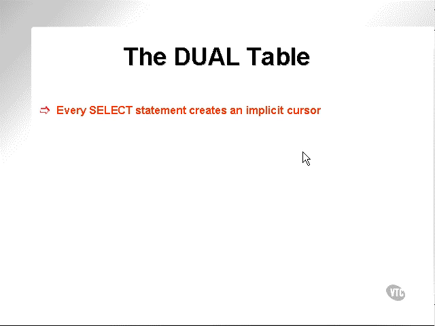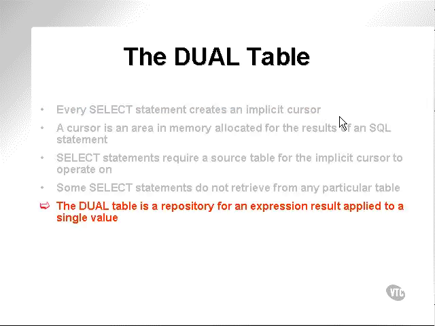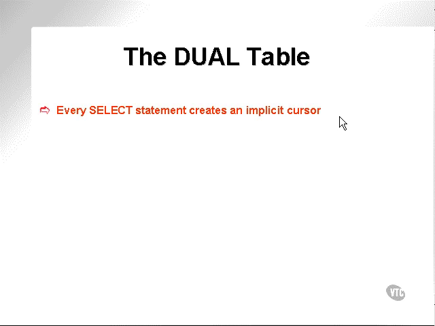So let's go a little further with this. As it says here, every select statement creates an implicit cursor. What I want to do is more or less read off what is typed in on the screen here, so that firstly you can refer back to this text, all these items. Secondly, so that you get a very explicit explanation of why the dual table exists.